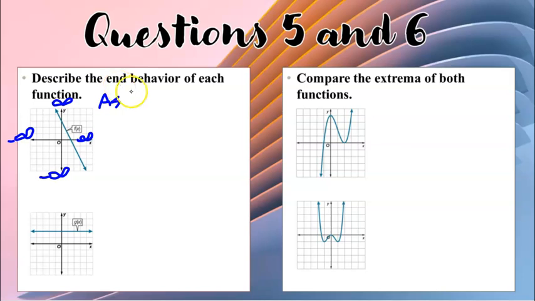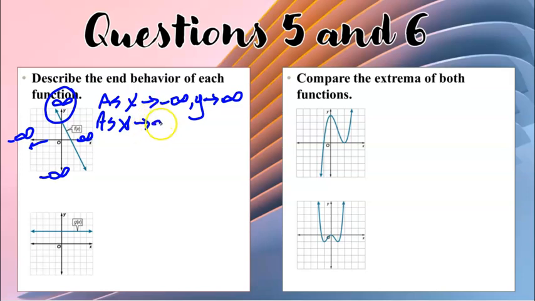As x approaches negative infinity, so when I go to the left here, the arrowhead is pointing up to positive infinity. You can either say y or f of x. I'll just use y here. So y approaches positive infinity. And the second statement, as x approaches positive infinity, so when I go to the right here, the arrow is pointing down. So we would say that y approaches negative infinity.